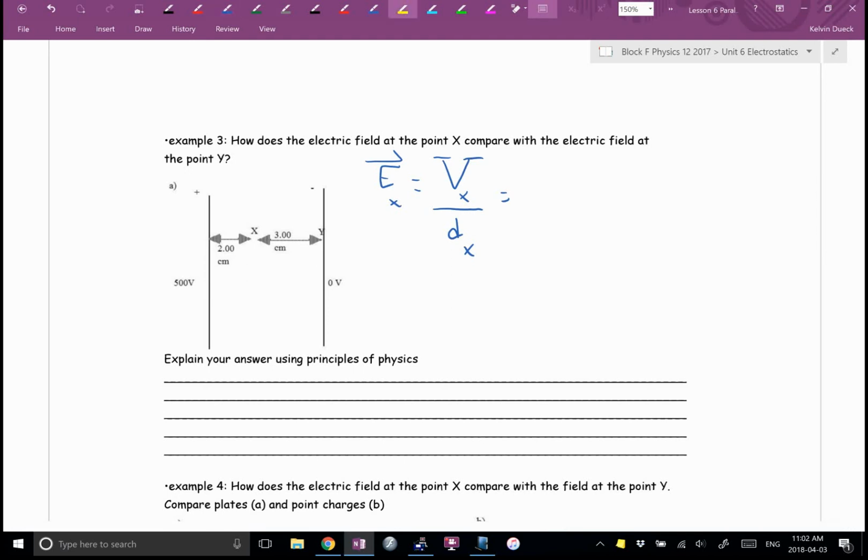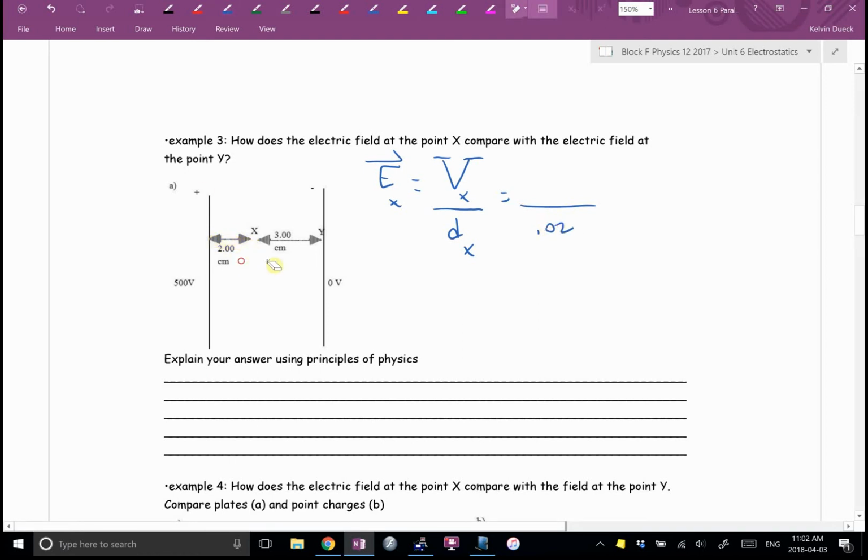So, Josh, how many volts from here to here? 500 volts. That's my delta V, my change in voltage. What's my distance from here to here? 5 centimeters. So what's each centimeter that I travel, what's the change in voltage that I'll go through? 100. So what's my distance right here? 2 centimeters. So it's going to be over 0.02.